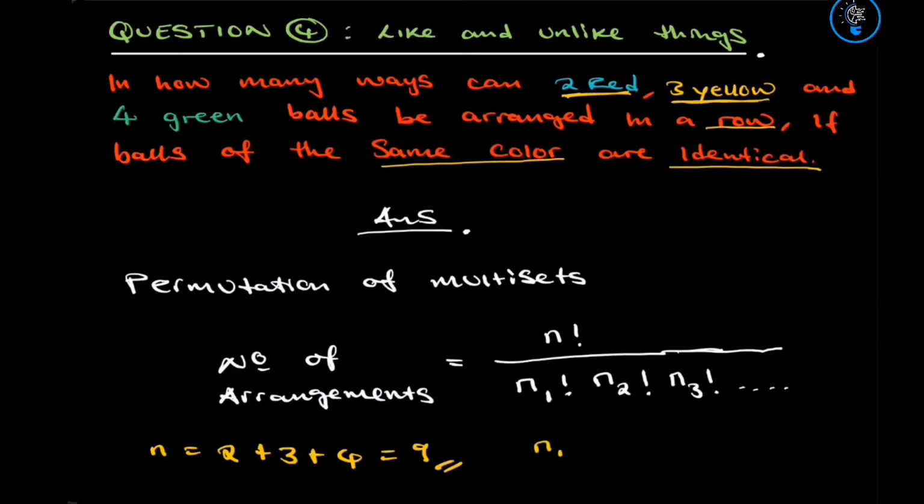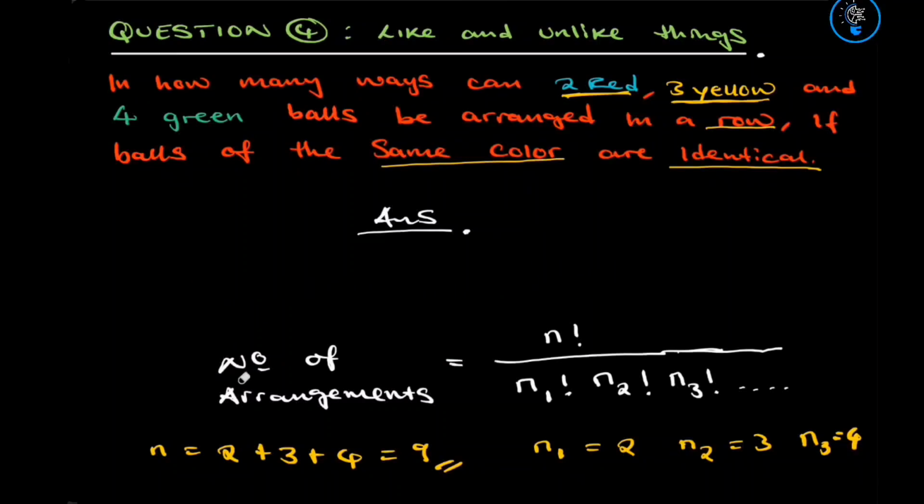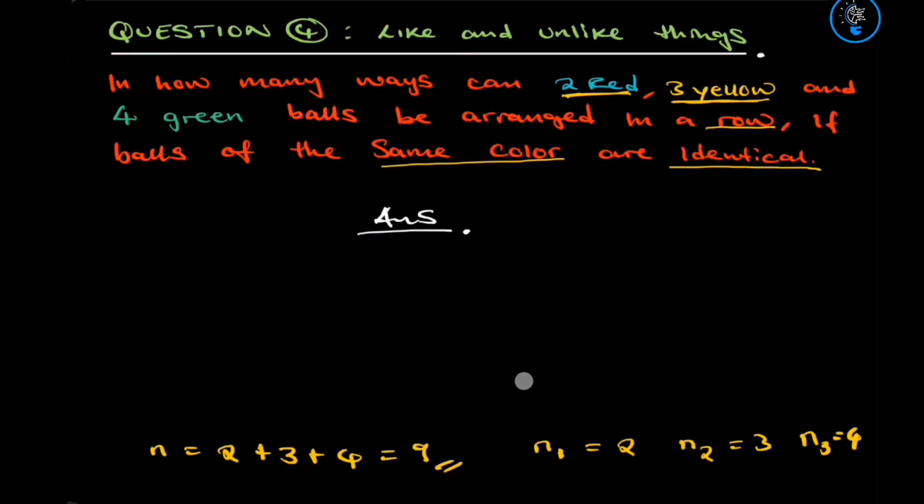Then in group 1, let's call it a set. So in set 1, which is a set of red balls, we have 2 items. Then in group 2, which is a set of yellow balls, we have 3. Then in group 3, we have 4. Now it's just a matter of replacing this into our formula. Let's do it. By this time I guess you've mastered the formula.